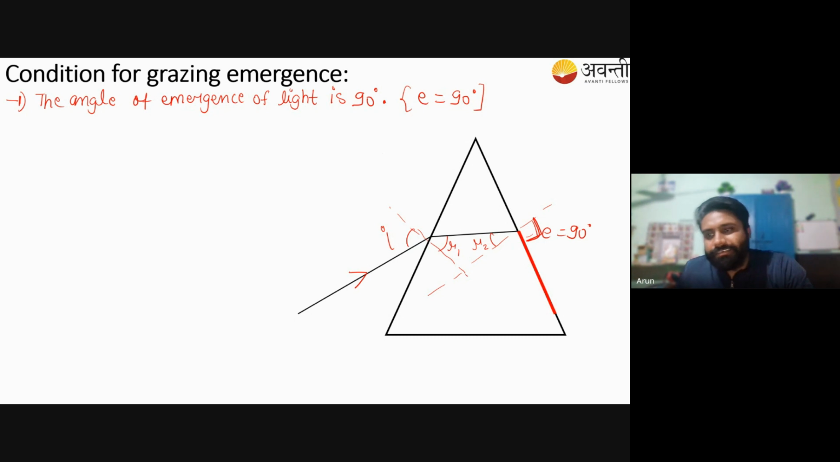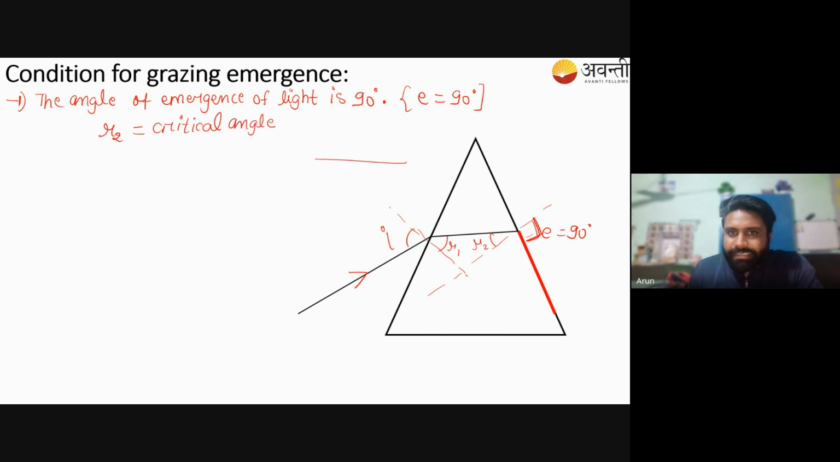Very good, Niranjan Reddy. Very good. यार इसका मतलब है कि you are paying attention to the lectures and it is good for you. ठीक है. So Niranjan Reddy has said that for this E to be 90 degree, this R2 should be equal to critical angle, like we have dealt with in total internal reflection.